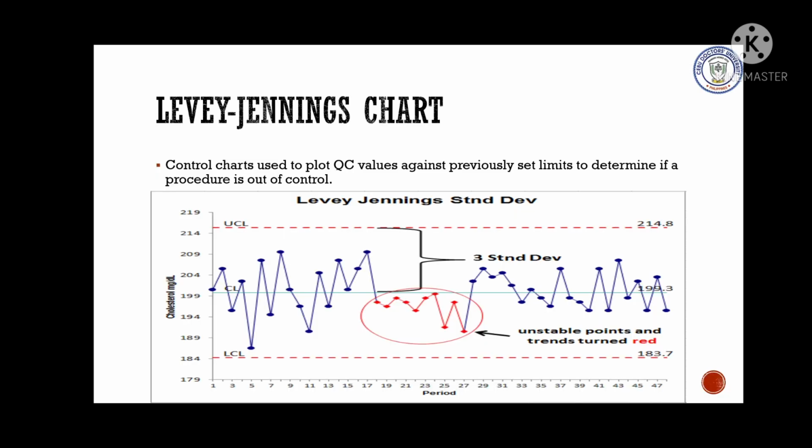Number 1 is the Levey-Jennings Chart, or the LJ charts. These are control charts used to plot quality control values against previously set limits to determine if a procedure is in or out of control. Remember the control charts from the 7 old methods, right?